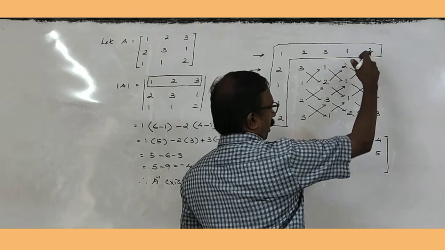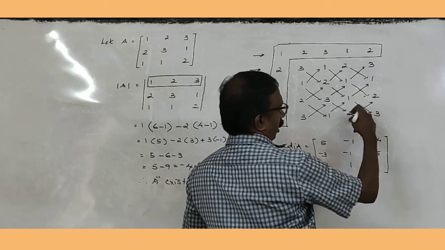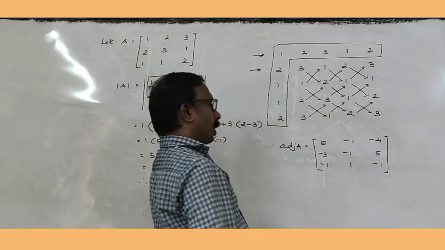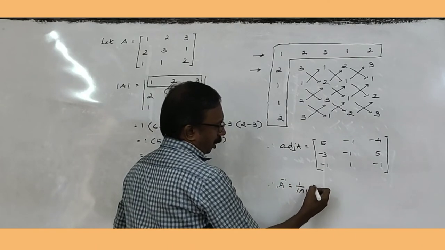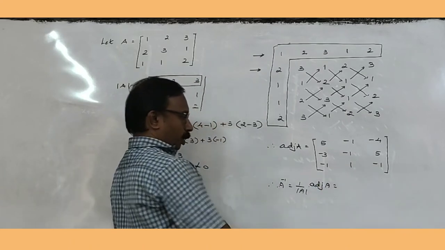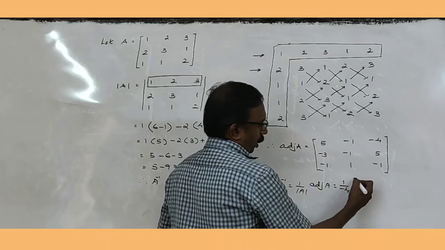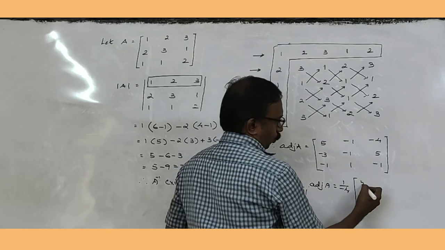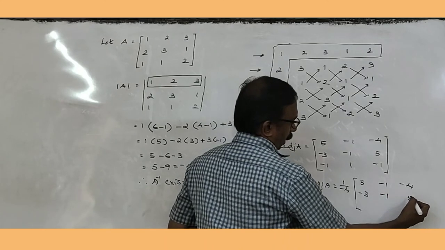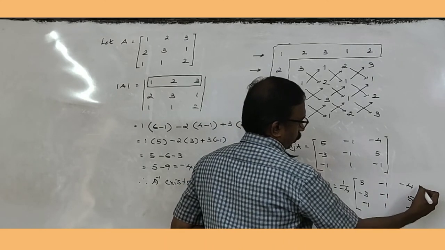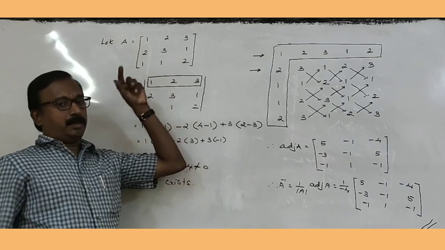2 minus 3, minus 1, 2 minus 1, 1 and 3 minus 4 is minus 1. Now A inverse is equal to 1 by determinant A into adjoint A. So determinant A is minus 4, therefore 1 by minus 4 into this matrix, that is 5, minus 1, minus 4, minus 3, minus 1, 5, minus 1, 1, minus 1 is the inverse of matrix A. Clear?